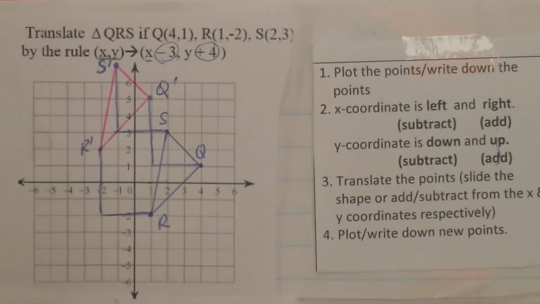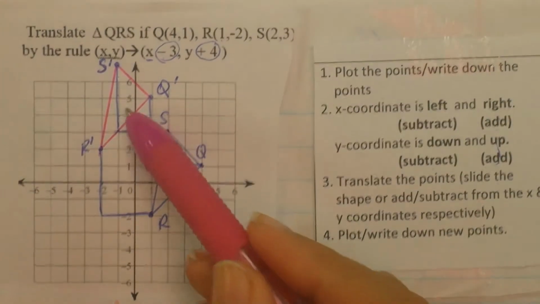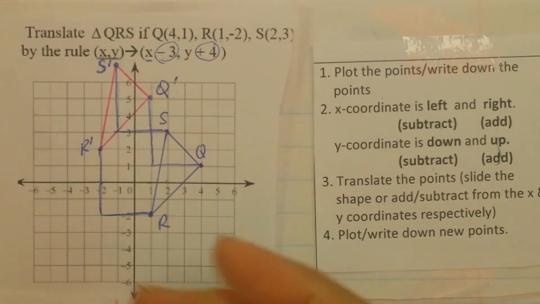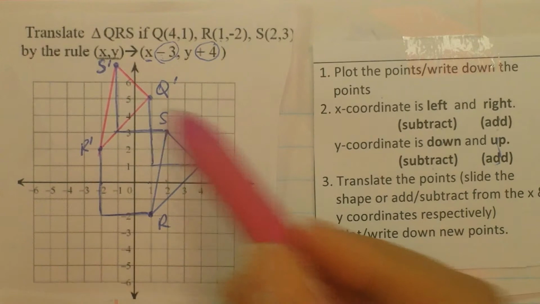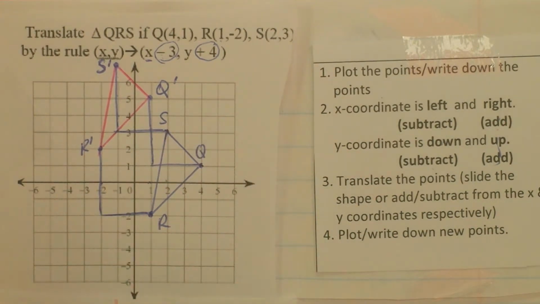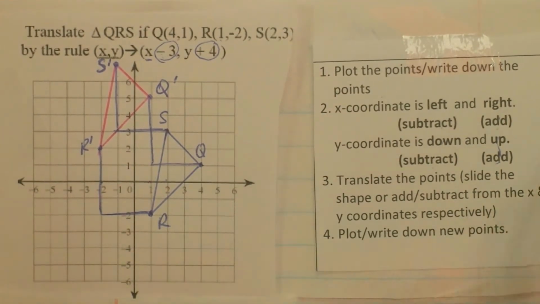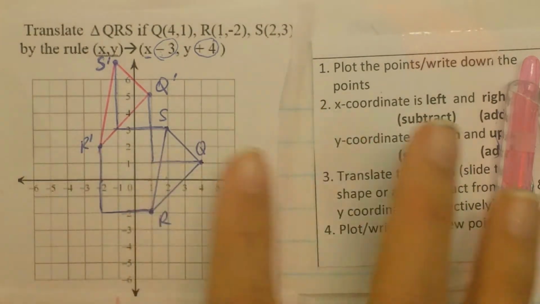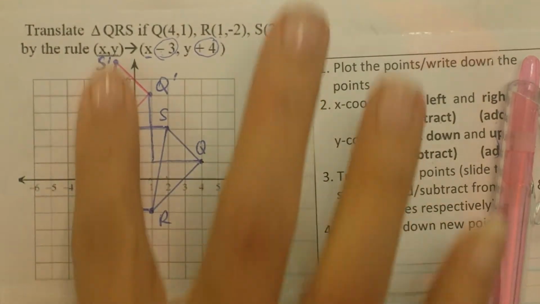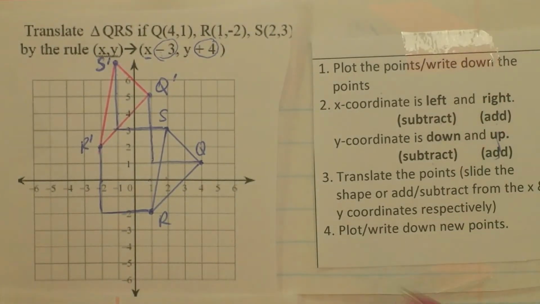All right, so this is my new shape. I've translated my new shape. Now, notice, it is exactly the same shape. It is just moved, okay? It didn't twist, it didn't turn. Looks exactly the same size, same shape, same everything. The only place it's different is in a different place. So I moved it to the left and up. And that's it. That's how you do a translation.